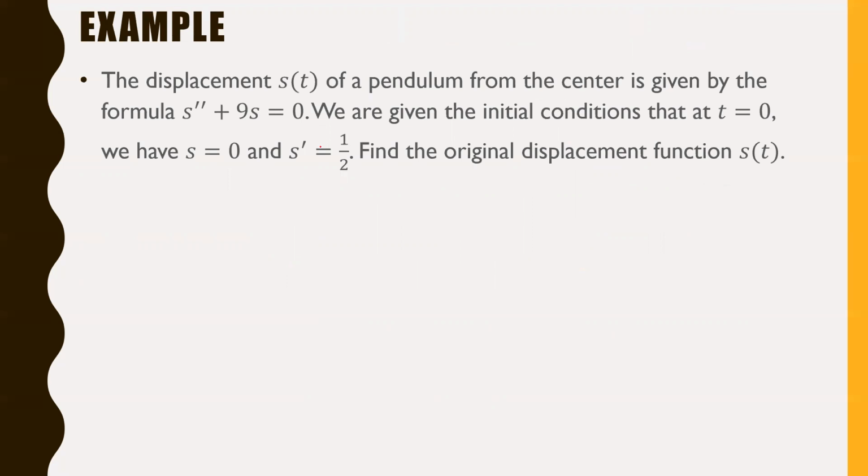So the displacement, S of t. I don't know why we're using S this time instead of Y. It's whatever. Anyway, S of t of a pendulum from the center, that's just equilibrium, of course, is given by the formula S double prime plus 9S equals 0. We are given the initial condition that at t equals 0, S is equal to 0 and S prime is equal to 1/2. Find the original displacement function S of t.